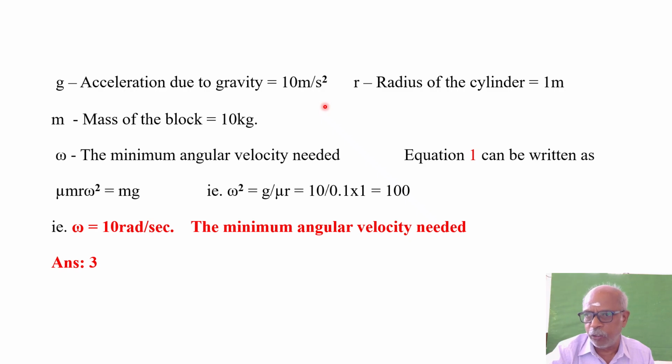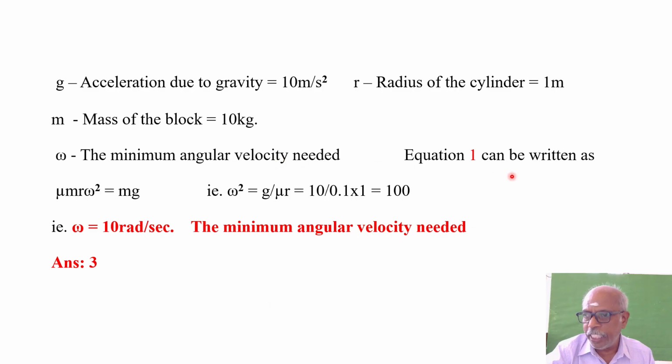R is the radius of the cylinder, 1 meter, and m is the mass of the block, 10 kg. So what is omega? When mg is just balanced by mu into N, the angular velocity will be minimum. That is the minimum angular velocity needed to keep the block stationary.